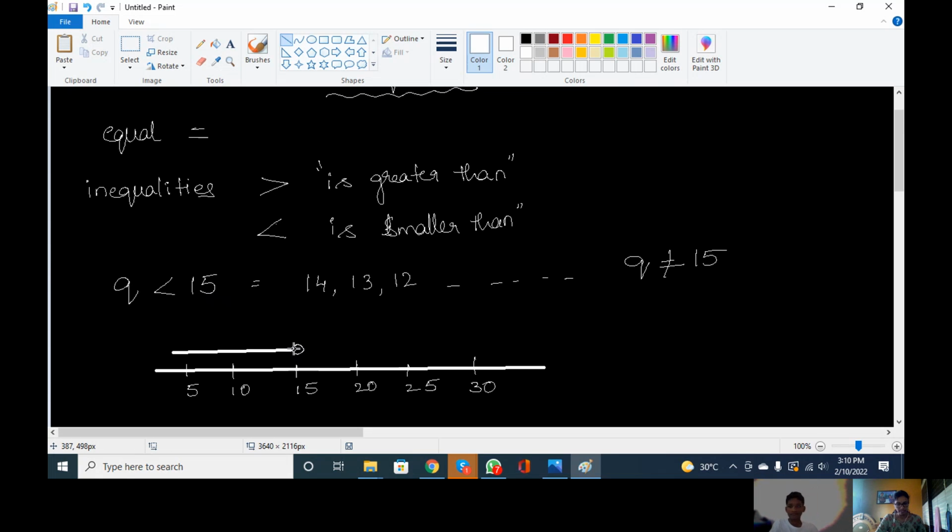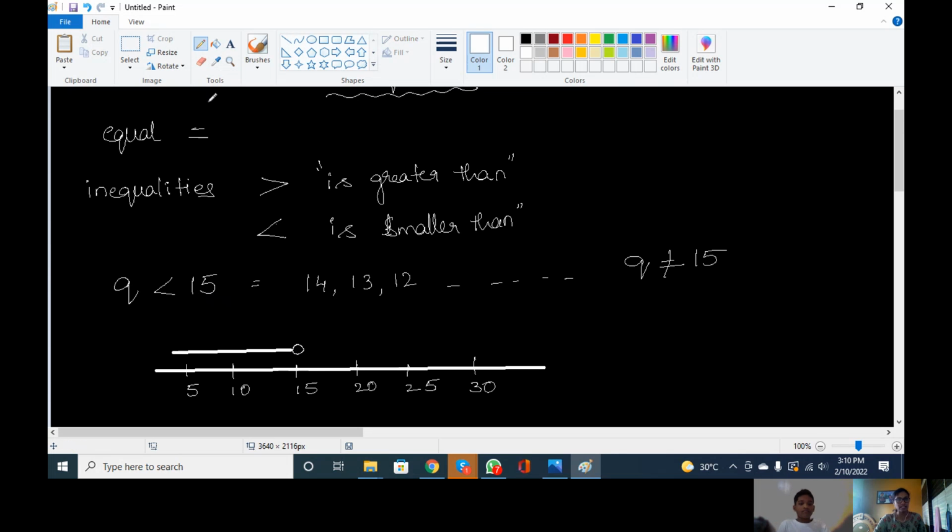The circle at the right hand end of the range is open here because 15 is not included in the range. When you leave the circle open and not filled, it means 15 is not included. The Q value is up to 15 only.